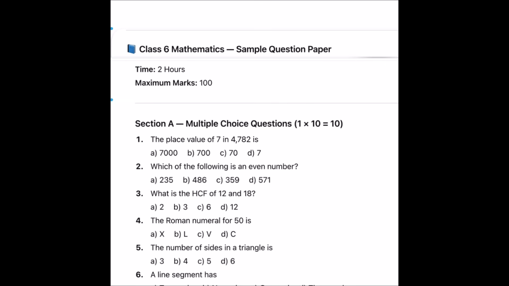Hello students, in this video we are going to solve the class 6 sample question paper for final exams. There are 4 sections in the paper. The first section is Section A, which is multiple choice questions with 10 questions, each having 1 mark.